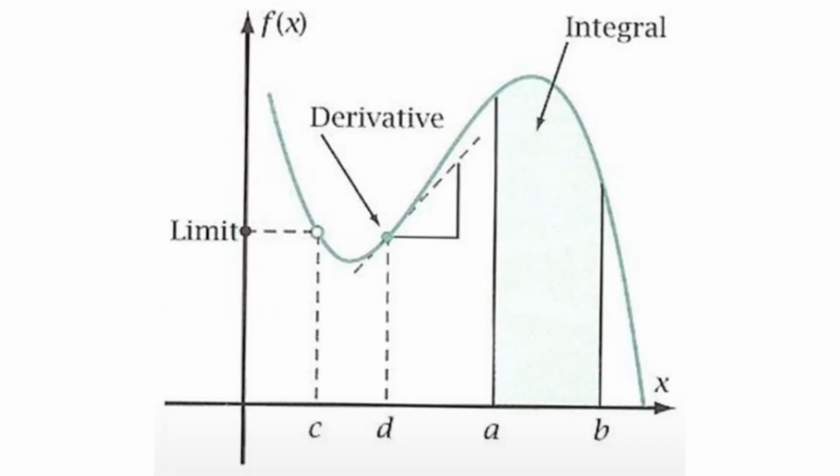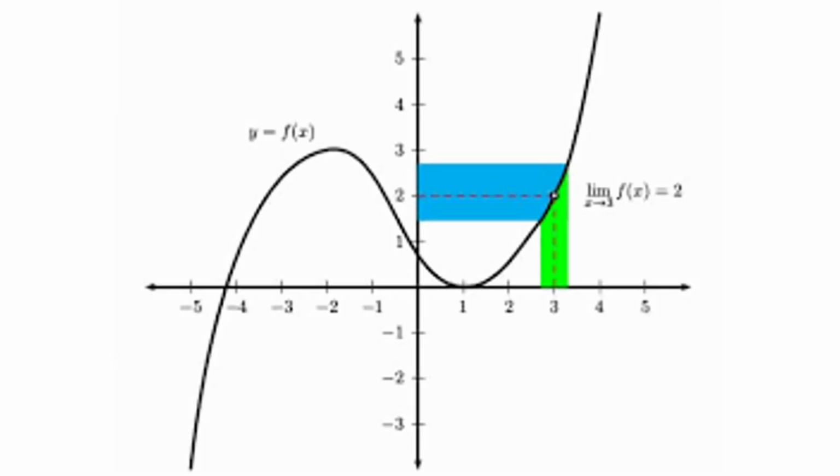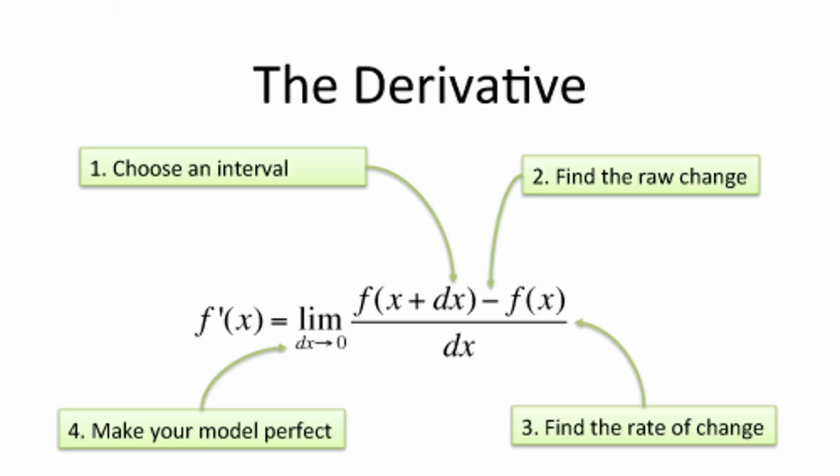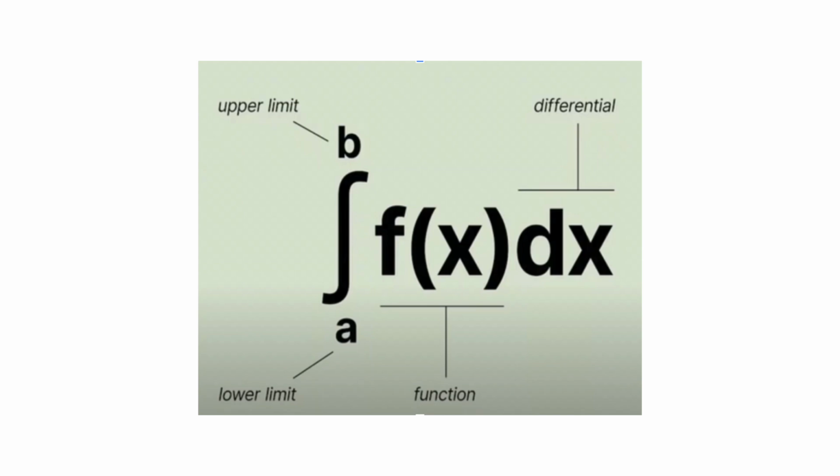Number 1, limits. The fundamental concept of something so close to something else but not considered to be that something else yet. Number 2, differentiation. Instantaneous rates of change. Number 3, integration. Accumulation of large number of small quantities.